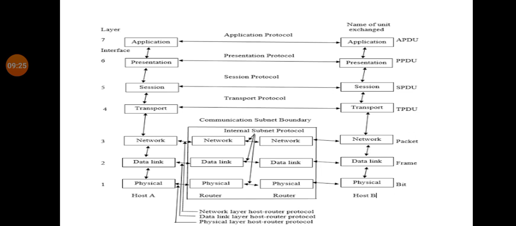So it divides outgoing messages into packets, and combines incoming packets into messages for the higher layers. Host A's network layer will divide the message into packets and send it to host B. Host B's network layer will receive the incoming packets, then combine and merge those packets into a message and transfer that message to the higher layers, meaning to the transport layer.